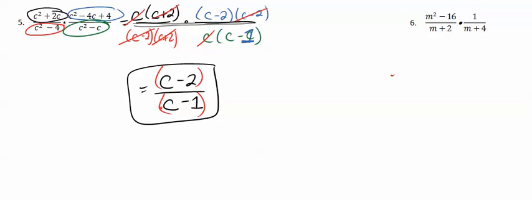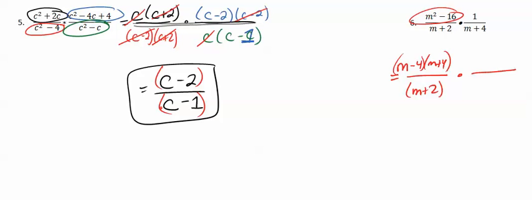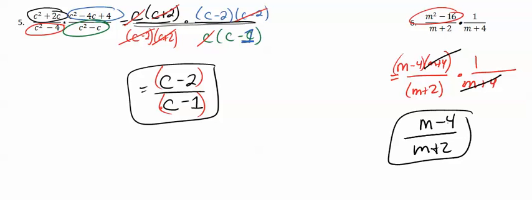We're going to do the same thing in number 6. We're going to factor the numerator here. That's m minus 4, m plus 4, over m plus 2. And you'll notice that the denominators of these don't cancel. So we'll cancel out the numerator here and the denominator here, left with m minus 4, m plus 2. Again, those m's don't cancel, and the 4 and the 2 don't reduce because they're connected here with addition and subtraction.